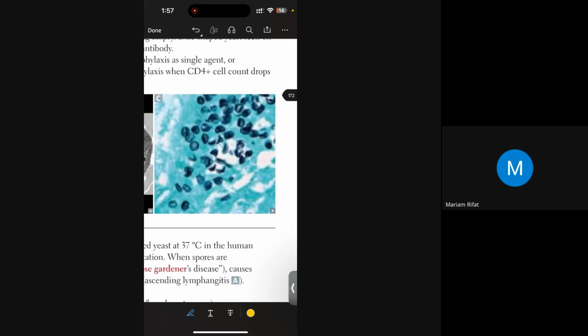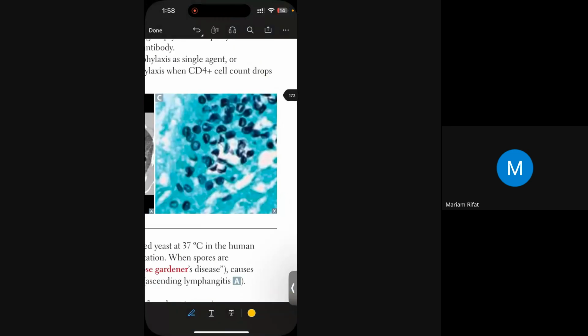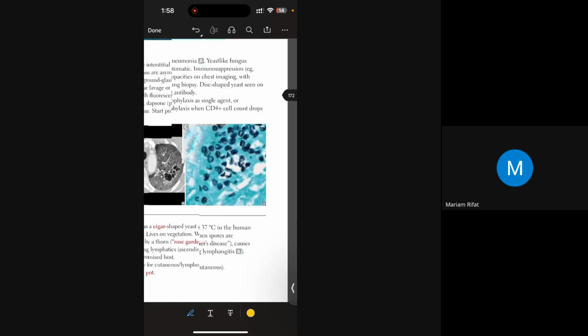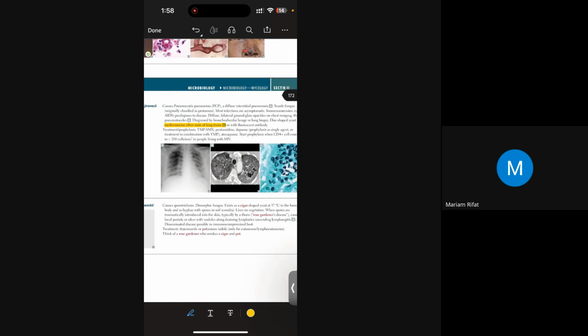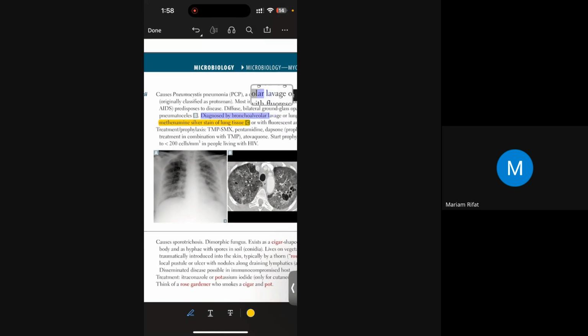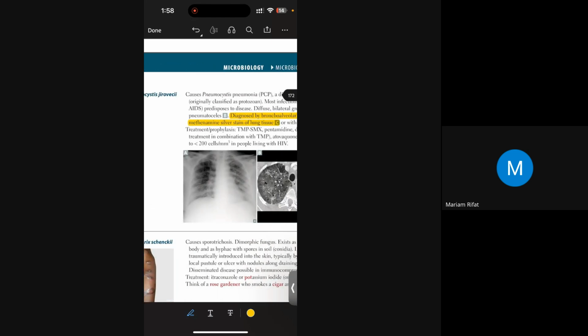See this photo. Same shape, same color background in this photo. And there are these blackish circle, coin-like things, disc-shaped yeast. What type of stain? Methenamine silver stain of the lung tissue, diagnosed by bronchial lavage or lung biopsy. Disc-shaped yeast can be seen on methenamine silver stain of lung tissue.